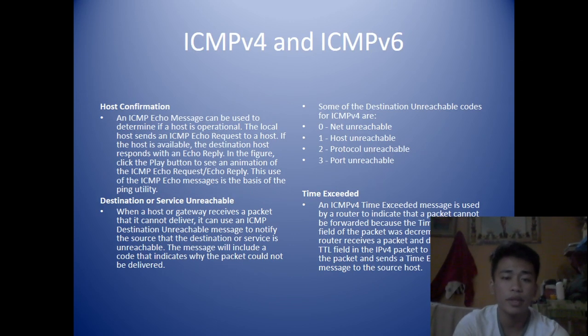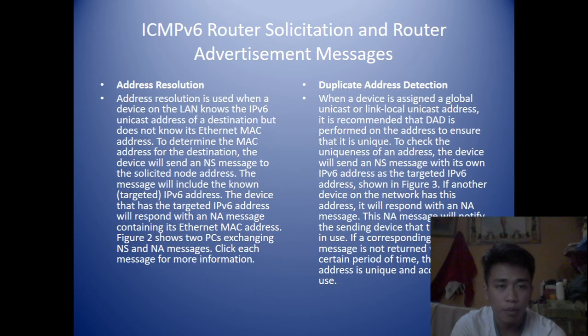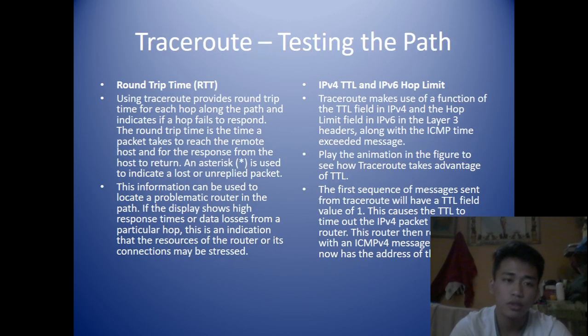So we have ICMP and ICMPv6. The messages include host confirmation, destination or service unreachable, and time exceeded. ICMPv6 also has router solicitation and router advertisement messages. Address resolution is used when a device on the LAN knows the IPv6 unicast address of the destination but does not know its Ethernet MAC address. In duplicate address detection, when a device is assigned a global unicast or link-local unicast address, it is recommended that DAD be performed on the address to ensure that it is unique.